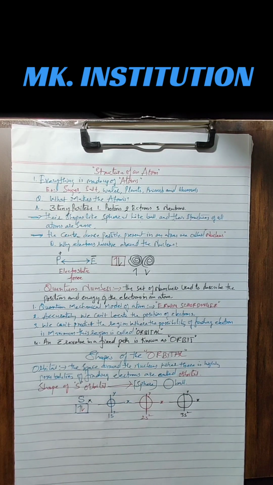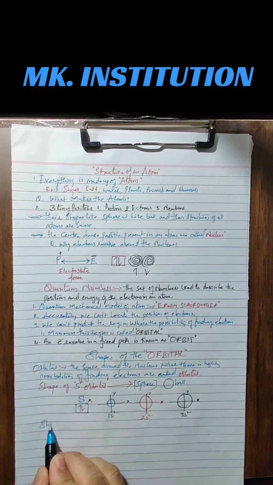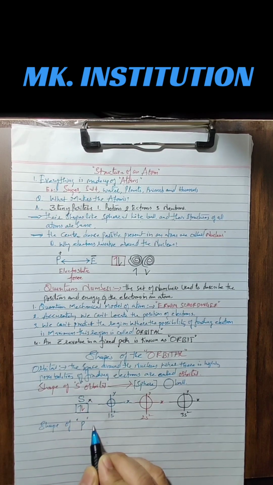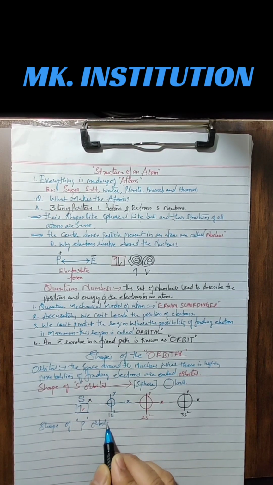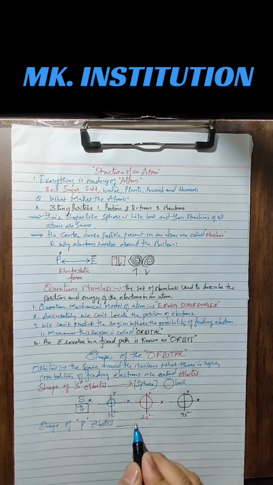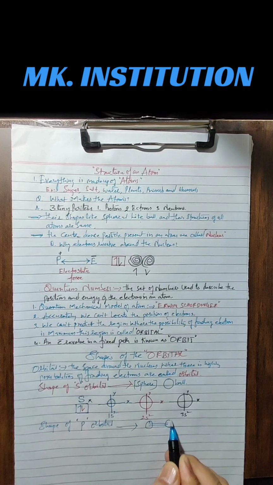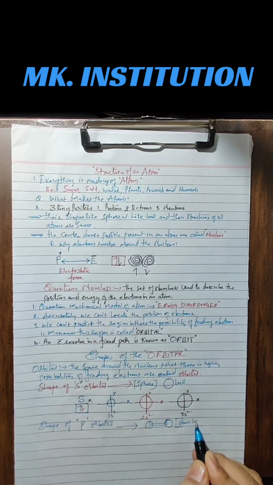Now the shape of the p orbitals. For the shape of the p orbital, it looks like a dumbbell shape. We do exercises with dumbbells, isn't it? Here, dumbbells. You can tell it is a dumbbell. The shape of this p.